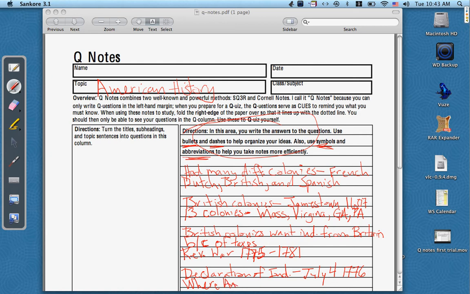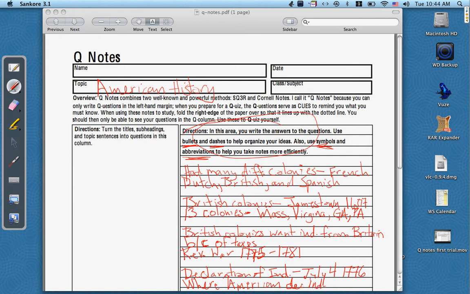I'm going to erase that. I'm having trouble writing. Let's get a smaller eraser. So where American colonies declare independence, obviously. It's hard to read my writing, but you get the idea, right?